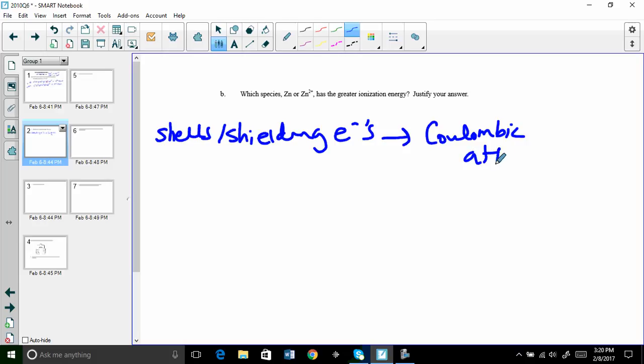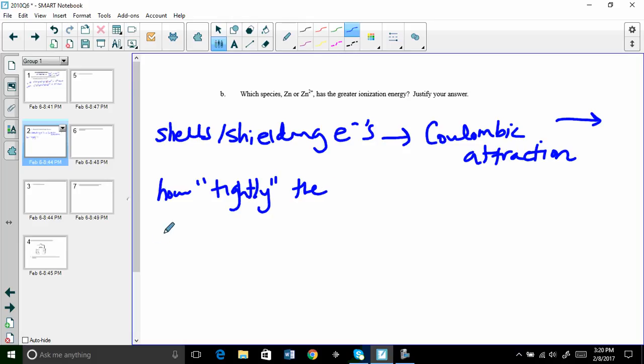Because remember, all of this stuff from chapter 8 goes back to Coulomb's law, because the atom is a little tiny magnet, where the positive charge is in the nucleus and the negative charge is in the cloud. And then how strong the Coulombic attraction is affects how tightly, this is Mrs. Hyde's terminology, but you just got to convince the graders you know what you're talking about, the valence electrons are held.